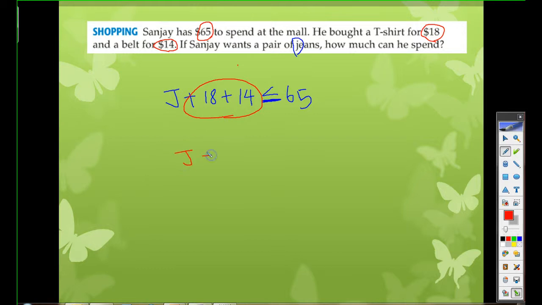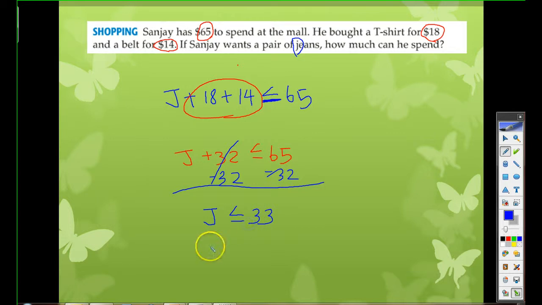So now you have J plus 18 plus 14, 8, 9, 10, 11, 12, 32 is less than or equal to 65. And just like an equation, we're going to subtract the 32 on each side. Oops, subtract 32 to eliminate everything except J. So J, your jeans, has to be less than or equal to 5 minus 2 is 3, 6 minus 3 is 3. So his jeans, it cannot be any more than $33. It can be 33 or less. Okay, so there is your final answer.